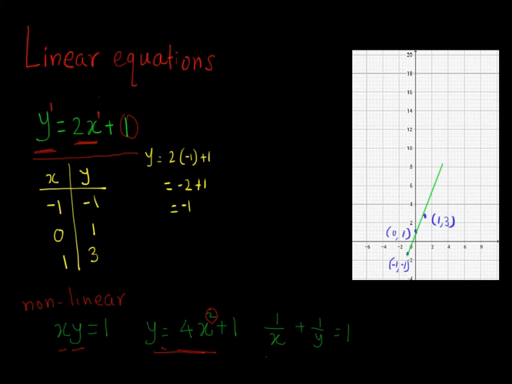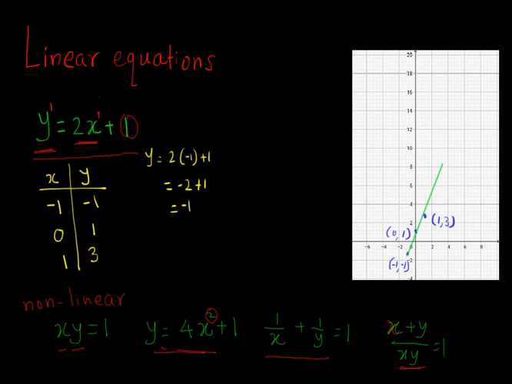In this case, 1 by x plus 1 by y, if I simplify it, what will I get? x plus y divided by xy is equal to 1. So again here I am getting x multiplied by y here. So this has become a non-linear equation. So these are the examples of non-linear equations. This is an example of linear equation.